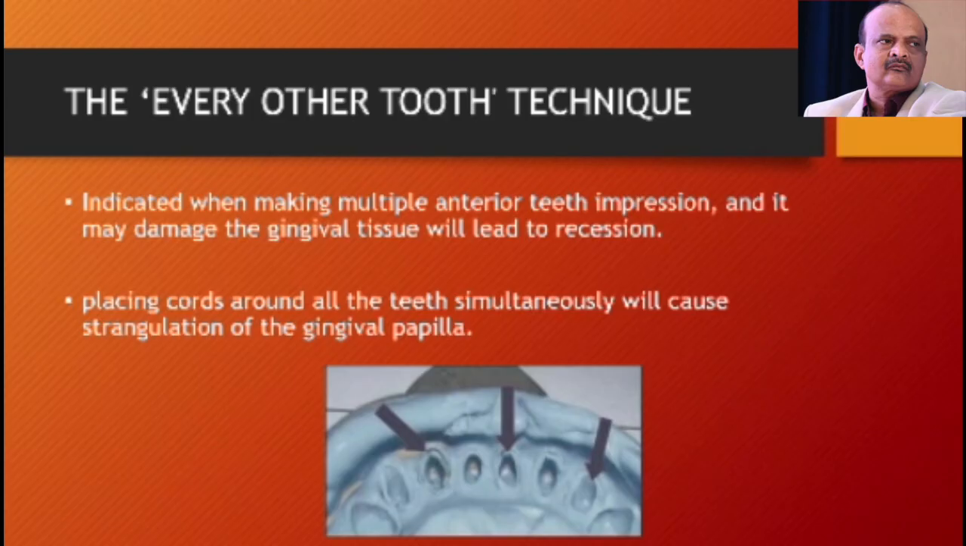Then there is the every other tooth technique, which is usually indicated when you prepare multiple anterior teeth for impression, because placing a cord around all the teeth simultaneously may cause strangulation of the gingival papilla. So it is advised to place cords on every alternate tooth for effective retraction.